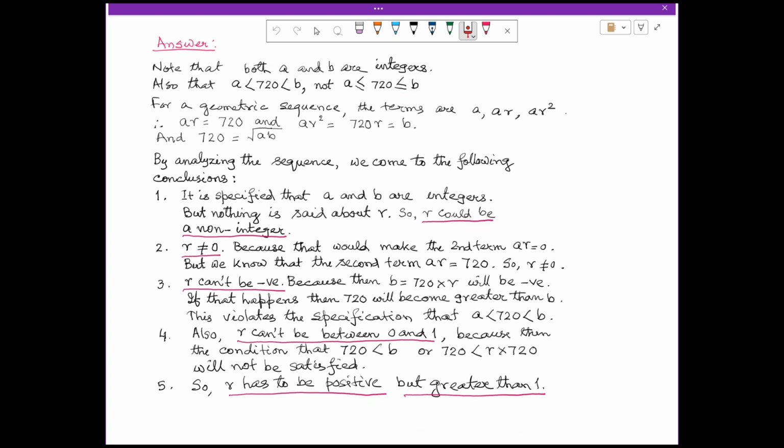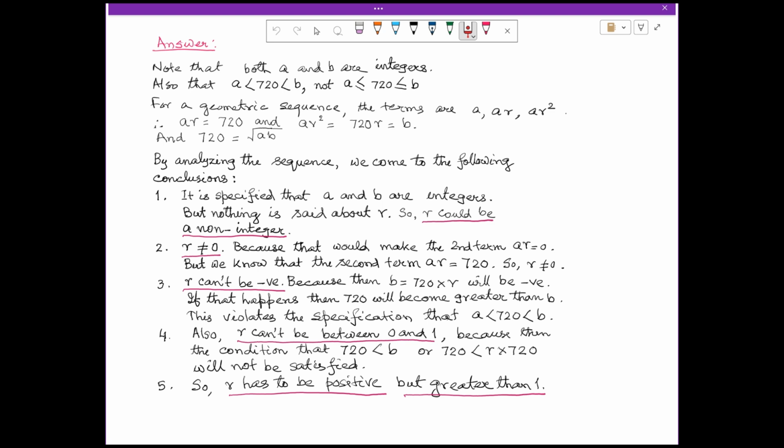For a geometric sequence, the terms are a, ar, and ar squared. Therefore, ar is equal to the second term, that is 720, and ar squared, the third term, is equal to 720r, which is b. In other words, 720 is equal to the square root of a multiplied by b.